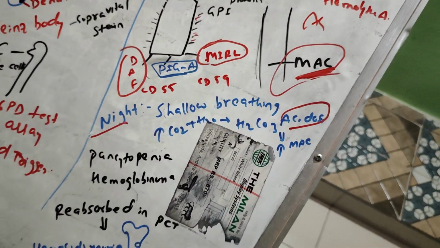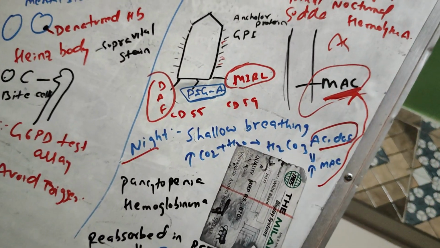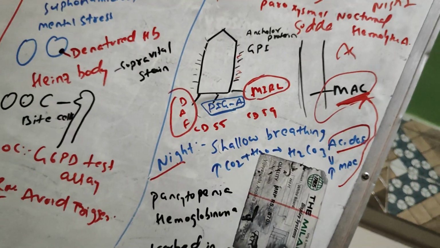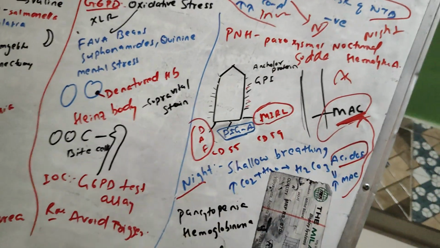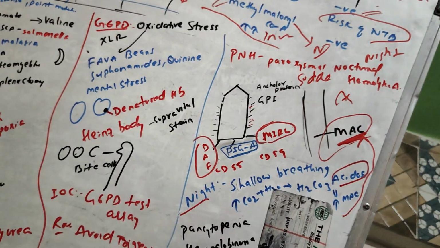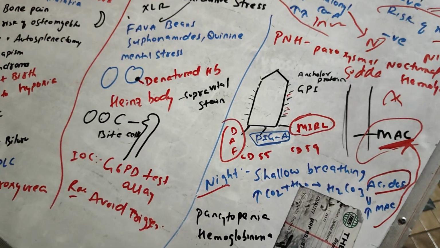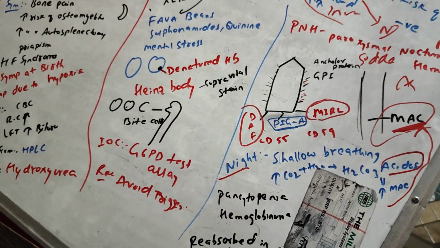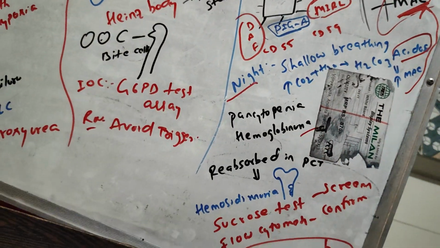More acidosis will activate the MAC, membrane attack complexes, and then they are going to cause the hemolysis. That hemolysis will break down and come in the morning time as hemoglobinuria.